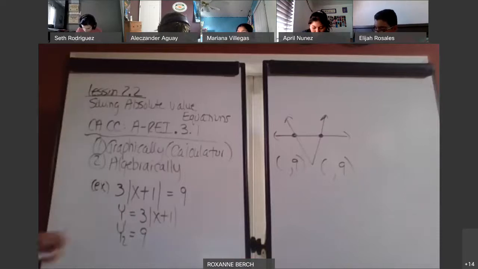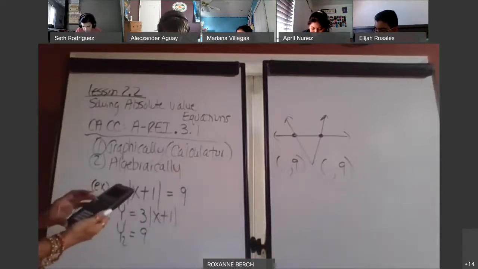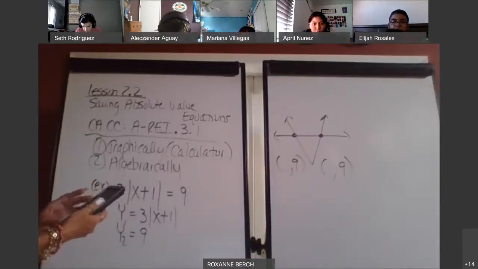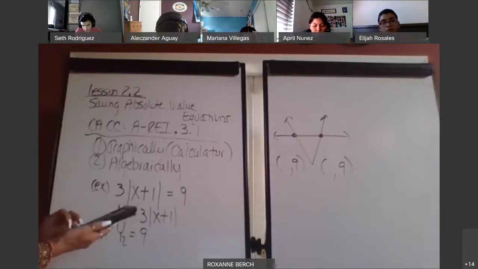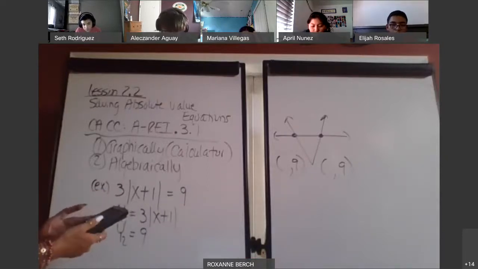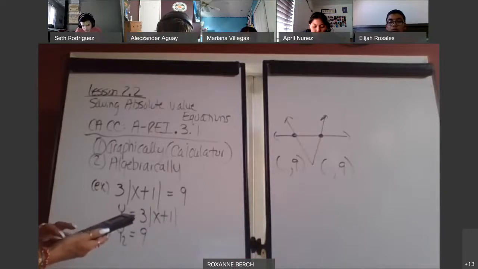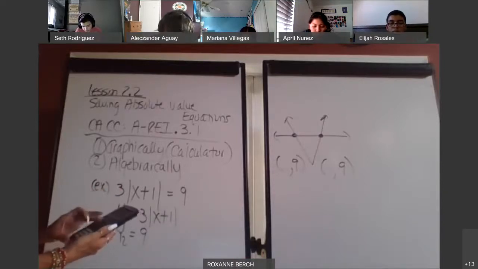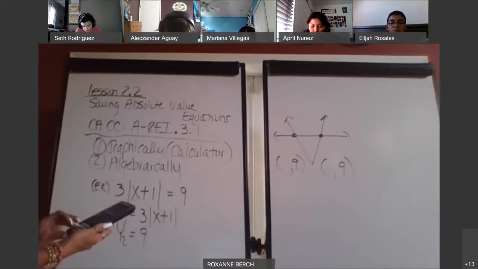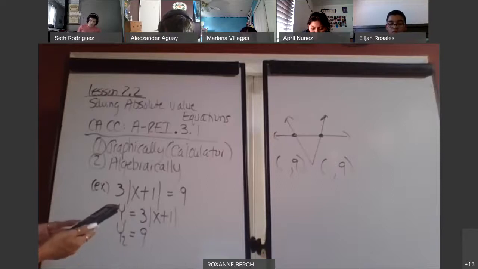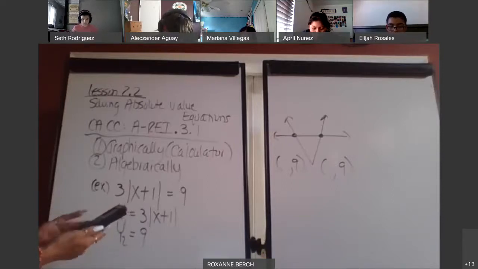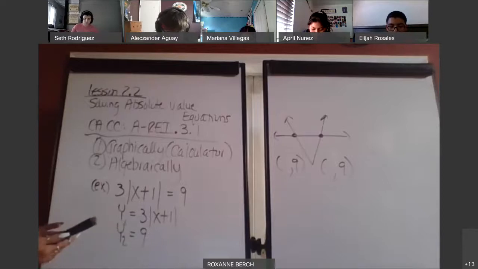So you're going to put this in the equation editor. So you go under y equals and clear everything out. And you're going to put 3, go to math, num, absolute value of x next to the alpha key, plus parentheses. And under y sub 2, you're putting y equals 9 and hit graph.